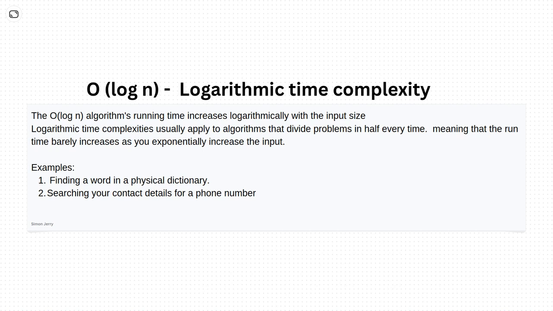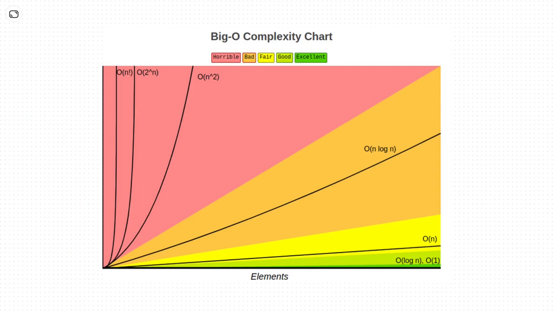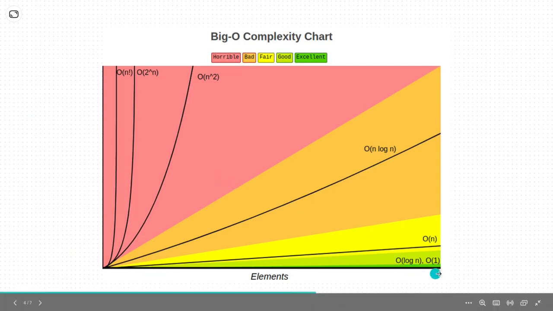In this video, we want to explore the O log n, which is the logarithmic time complexity. In the previous video, we talked about the constant time, which is the O of 1, and we also explored the Big O complexity chart where we see the performance of O of 1.